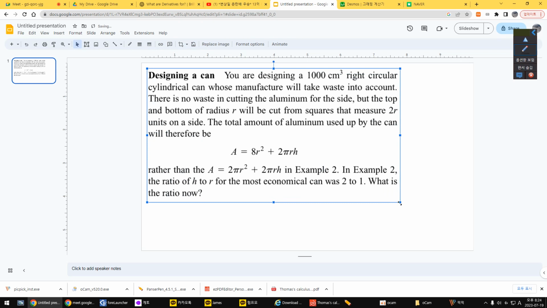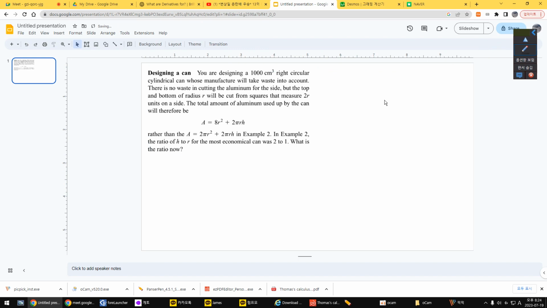So when we make a circular cylindrical can, to make the circle from the square, I mean the aluminum shape is a square instead of a circle. So after cutting the circle, there will be some leftover. So in this situation, we want to find the minimum material.